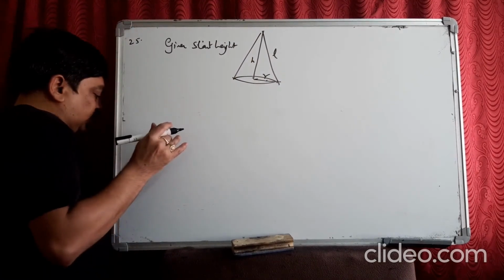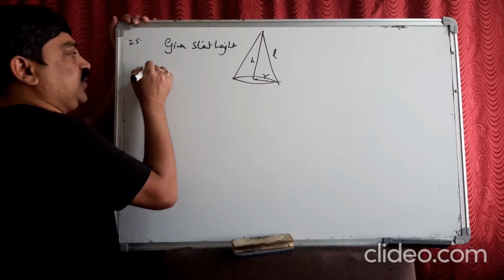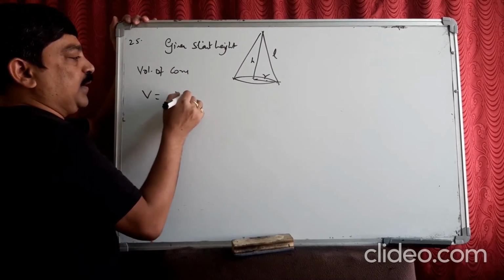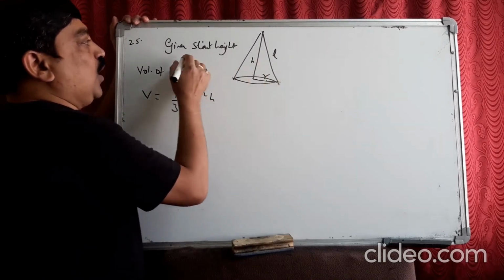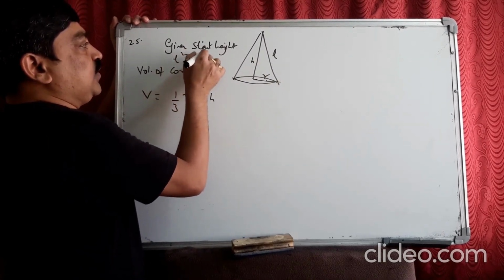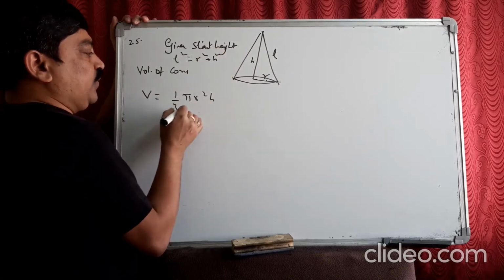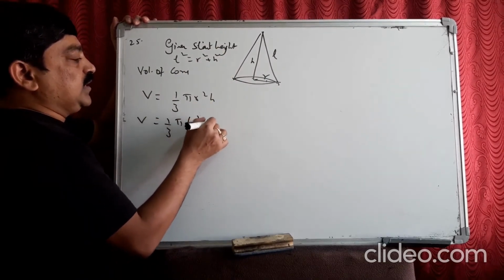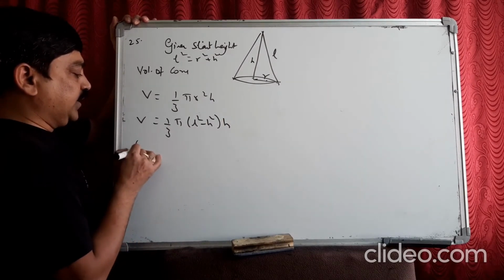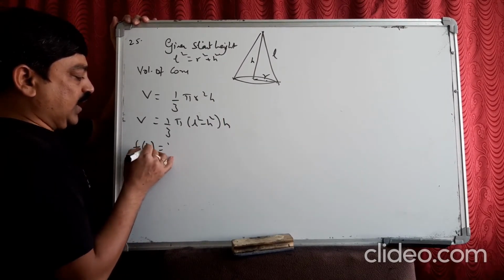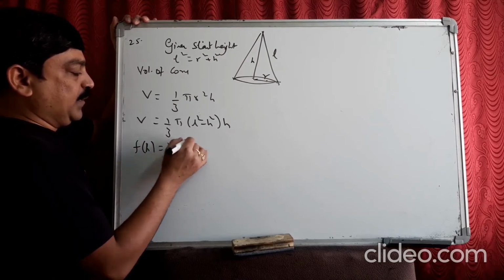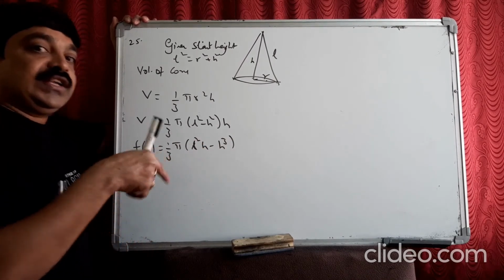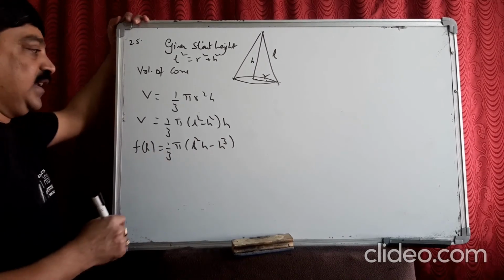And you are told that volume is maximum. Okay. We start with volume of cone. So volume of cone V is 1 by 3 pi r square h. We know L square equal to r square plus h square. So instead of r square I write L square minus h square, so that the whole problem will be converted into h, and you can also write f of h, 1 by 3 pi h cube, and L is constant. Why? Because it is given.